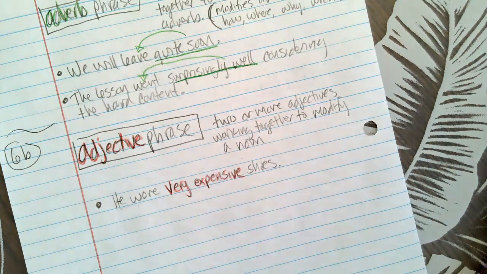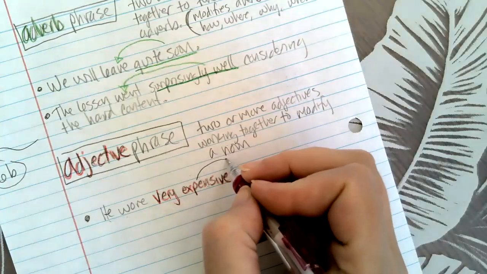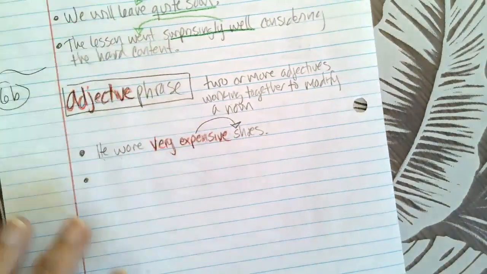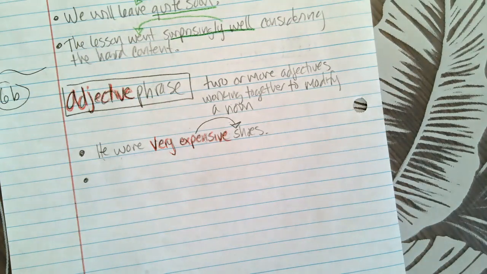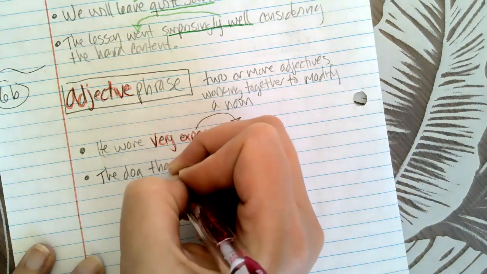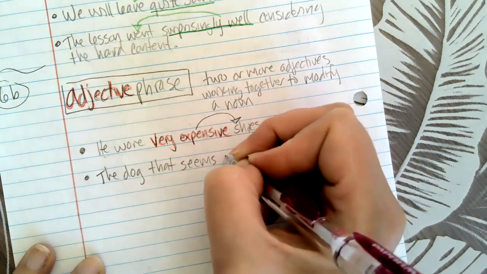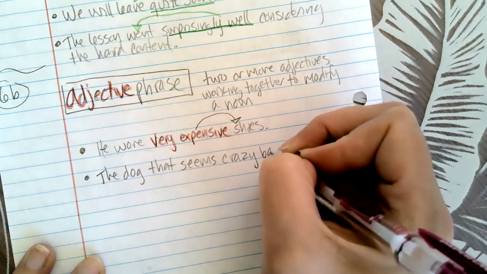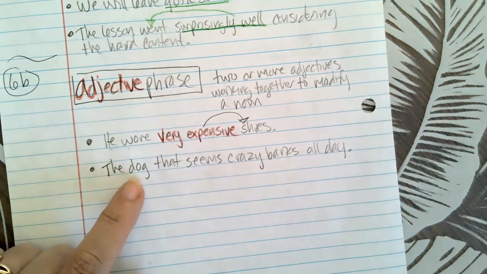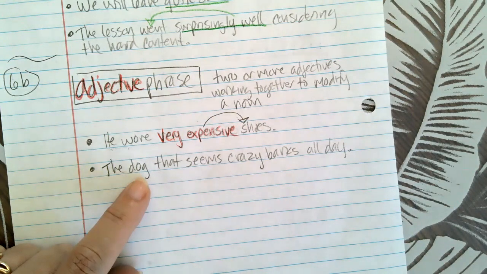Okay, so when we think about that, we want to think about, okay, so what are they? They are modifying the shoes. Very expensive. The next ones, go down one line. The dog that seems crazy barks all day. Okay, so the dog is going to be our noun. It's being modified by that seems crazy.